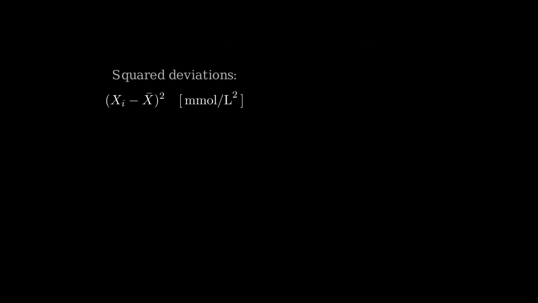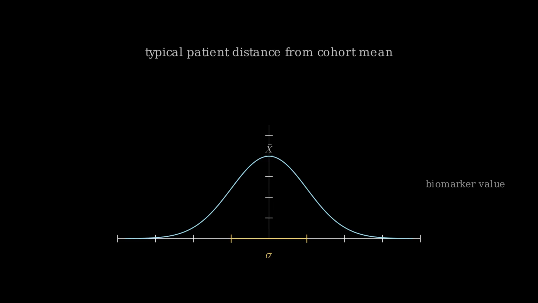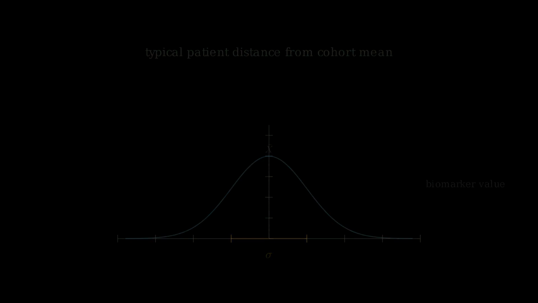Squared deviations emphasize patients far from the mean. The square root undoes that scaling, so the result can be compared directly to the measurement. The standard deviation lives in the same space as blood glucose or biomarker concentration. The standard deviation gives the typical distance a patient deviates from the cohort mean. It is the direct, interpretable scale of spread in a clinical population.